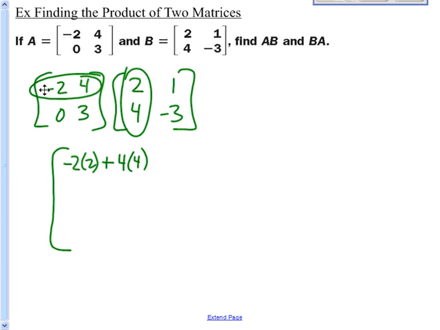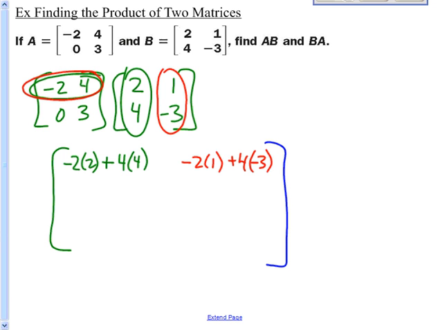Now, first row, second column. Negative 2 times 1. That's where it goes. It goes on the first row, second column. Negative 2 times 1 plus 4 times negative 3.